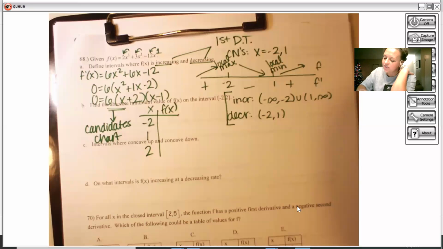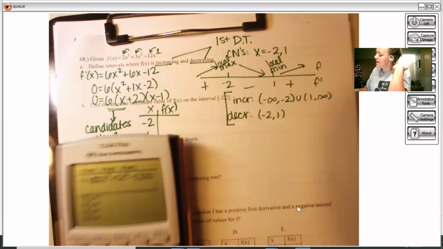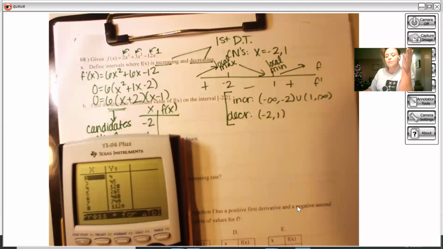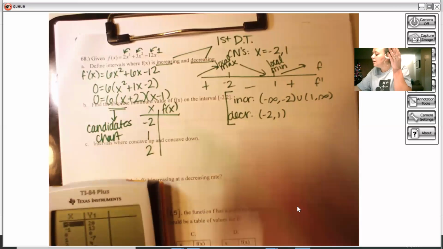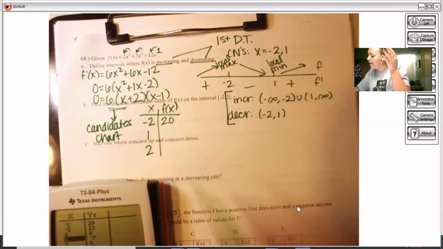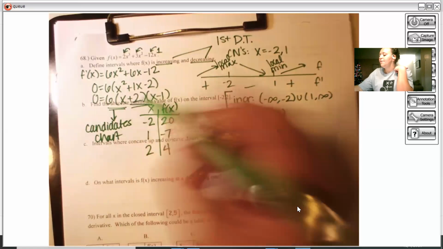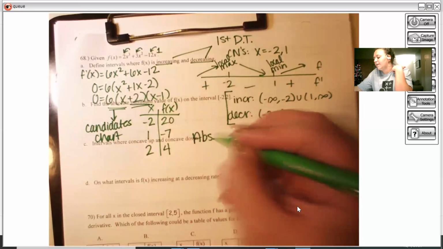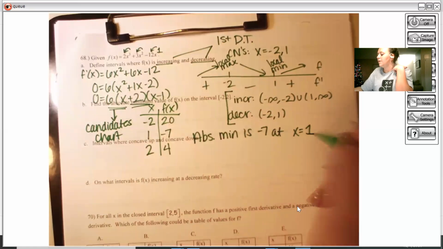So I'm typing in my equation here. It was 2x cubed plus 3x squared minus 12x. Then I'm going to go into my table, and I really only care about those 3 numbers. At -2, my value is 20. At 1, my value is -7. And then at 2, my value is 4. So if I want the absolute minimum, my absolute min is going to be -7. It occurs at x equals 1.